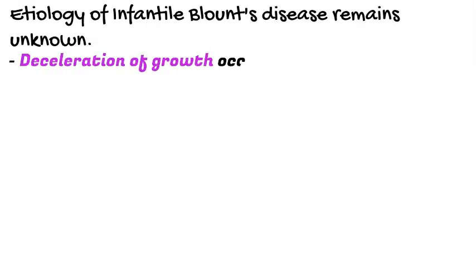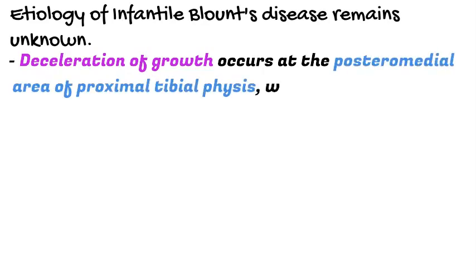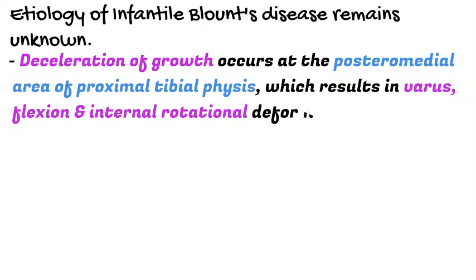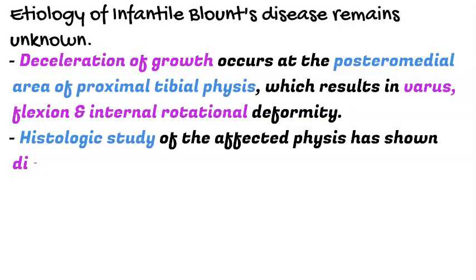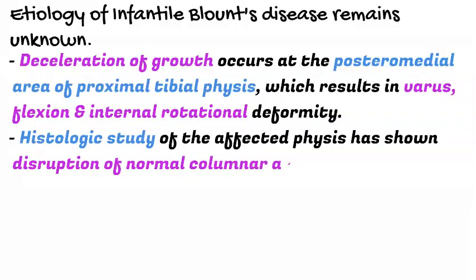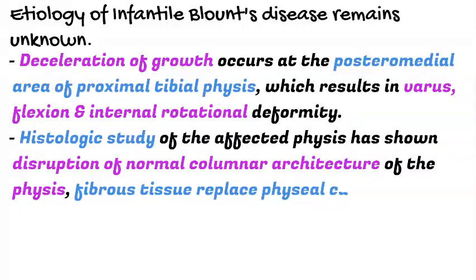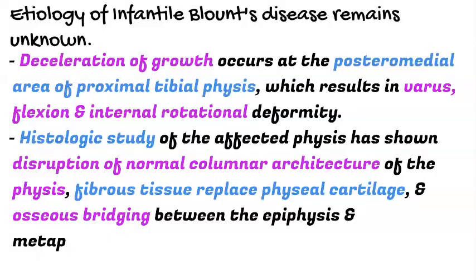Deceleration of growth occurs at the posteromedial area of the proximal tibial physis, which results in varus, flexion, and internal rotational deformity. Histologic study of the affected physis has shown disruption of normal columnar architecture of the physis. Fibrous tissue replaces the physeal cartilage, with osseous bridging between the epiphysis and metaphysis in severe cases.